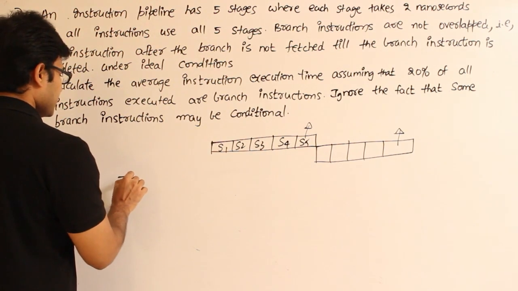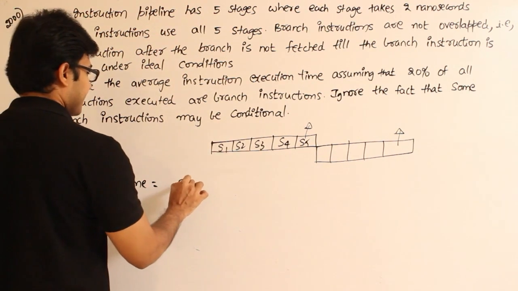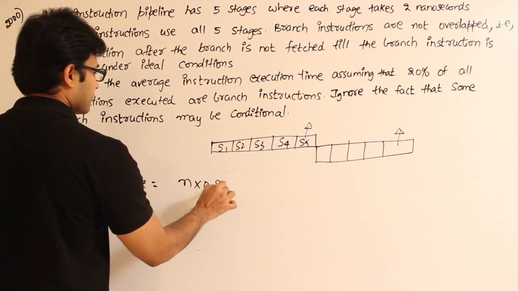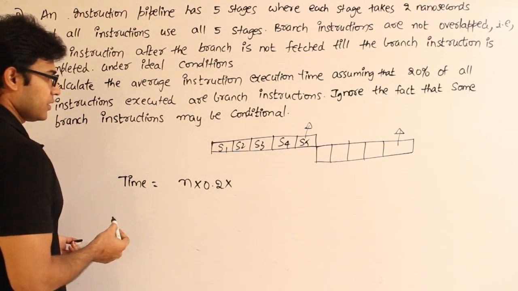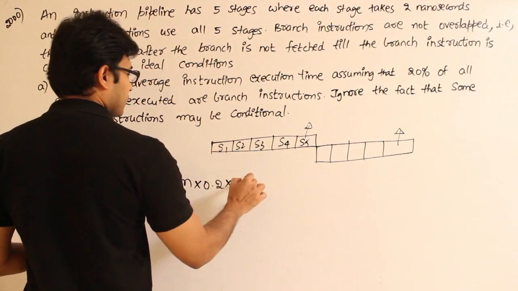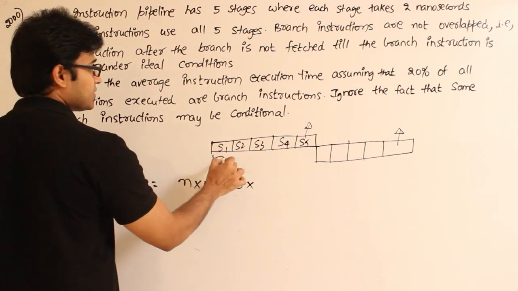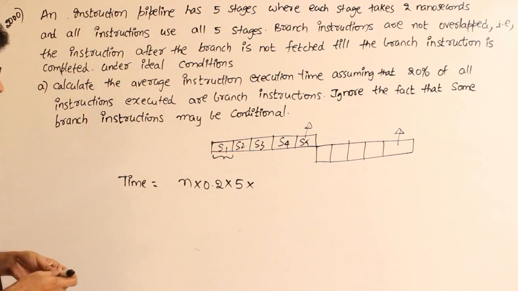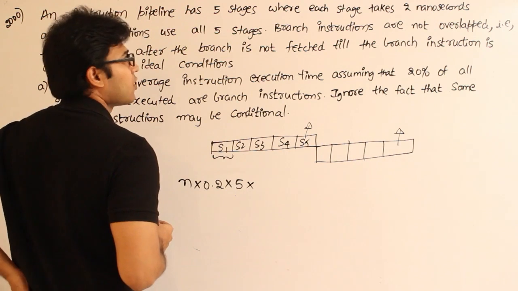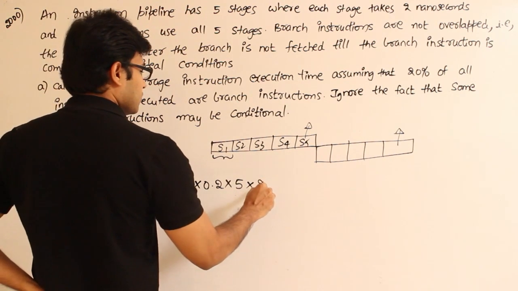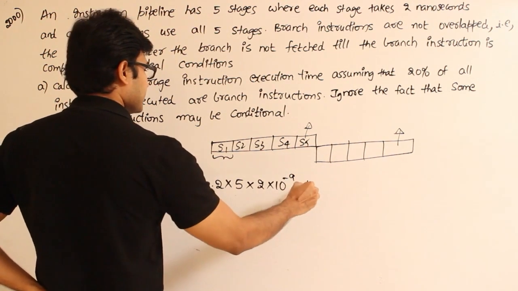So let us assume that there are n instructions, and let me first find the total time. If there are n instructions, 20%, which means 0.2 n of the instructions, are going to take 5 clocks, and each clock takes 2 nanoseconds. How do I know that? Because they are saying each stage is 2 nanoseconds. Each stage is nothing but each clock. You can think of it that way, right? So 5 clocks are required, that is why I am writing 5, and each clock is 2 into 10 power minus 9 seconds, plus the remaining instructions.